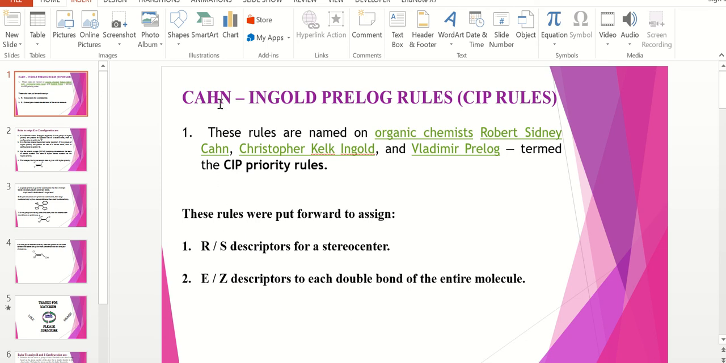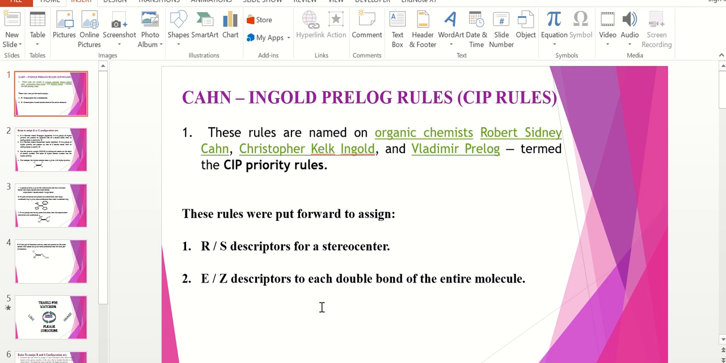Today we are going to see about Cahn-Ingold-Prelog rules, that is CIP rules. These rules were named after organic chemists Robert Sidney Cahn, Christopher Kelk Ingold and Vladimir Prelog. These rules were put forward to assign R/S descriptors or R/S configuration for a stereoisomer or a stereocenter carbon. Stereocenter carbon is nothing but chiral carbon. And E/Z descriptors to each double bond of the entire molecule.